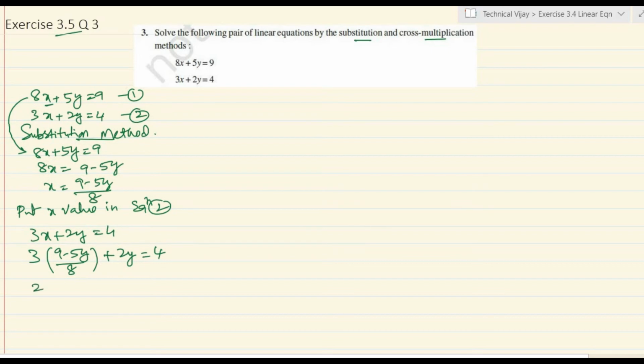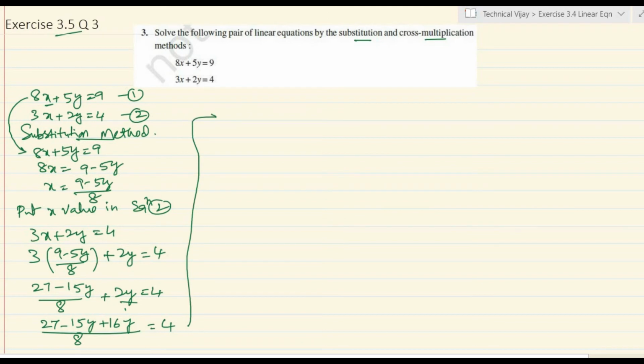So 3 nines are 27 minus 15y divided by 8 plus 2y is equal to 4. So LCM we will take. 8 is the LCM. 27 minus 15y plus 16y is equal to 4 into 8. So here 27 minus 15y plus 16y means only plus y is equal to 8 into 4. So y is equal to 8 fours are 32 minus 27. So y is equal to 5. This is the y value.